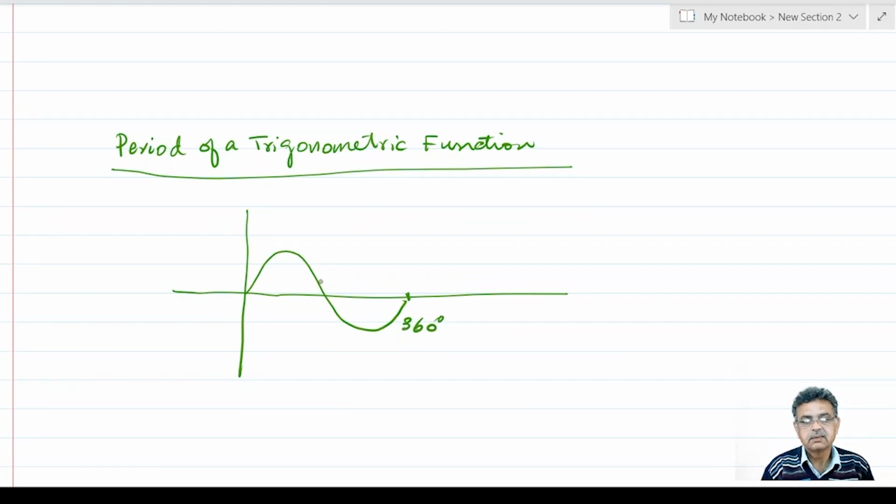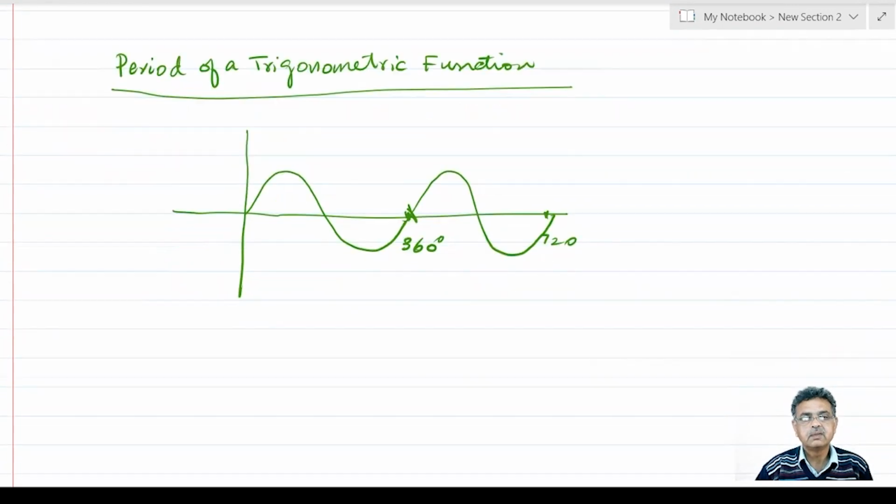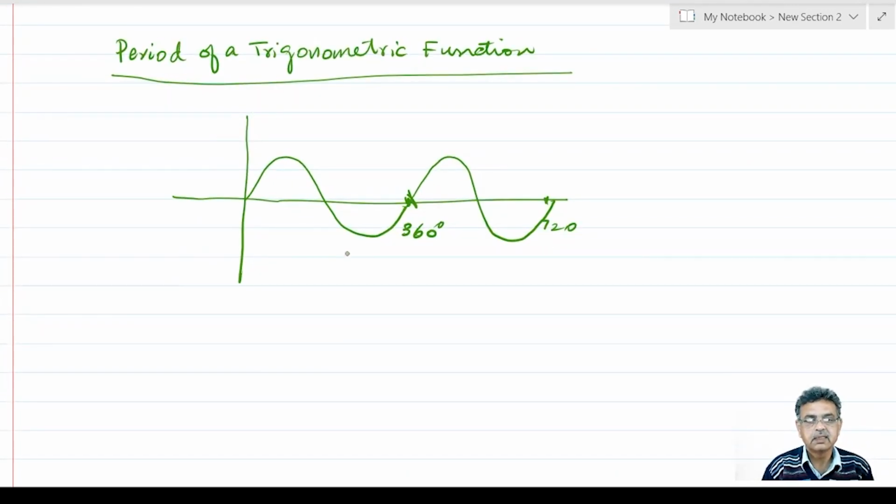Within 360 degrees, this graph has completed one cycle. Then if the angle is extended to 720 degrees, one more cycle of the same shape is repeated. The graph where it starts repeating itself, from start till that point, is called its period. So the period of the graph of sine x is 360 degrees, because it completes one cycle in 360 degrees and then it repeats itself.